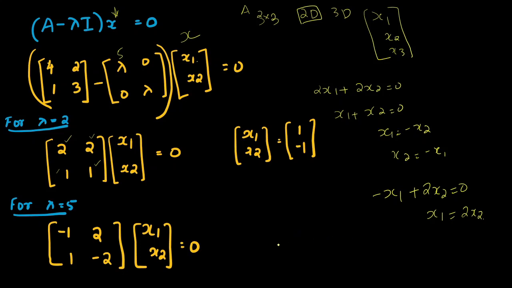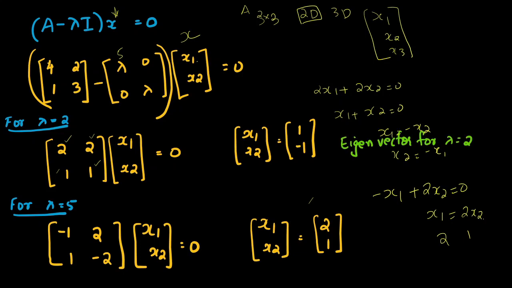So how will the vector be? It will be like 2, 1. So x1, x2 is equal to 2, 1. x2 is half of x1, so in those terms, we have written 2, 1. So these are the eigenvectors corresponding to these eigenvalues.